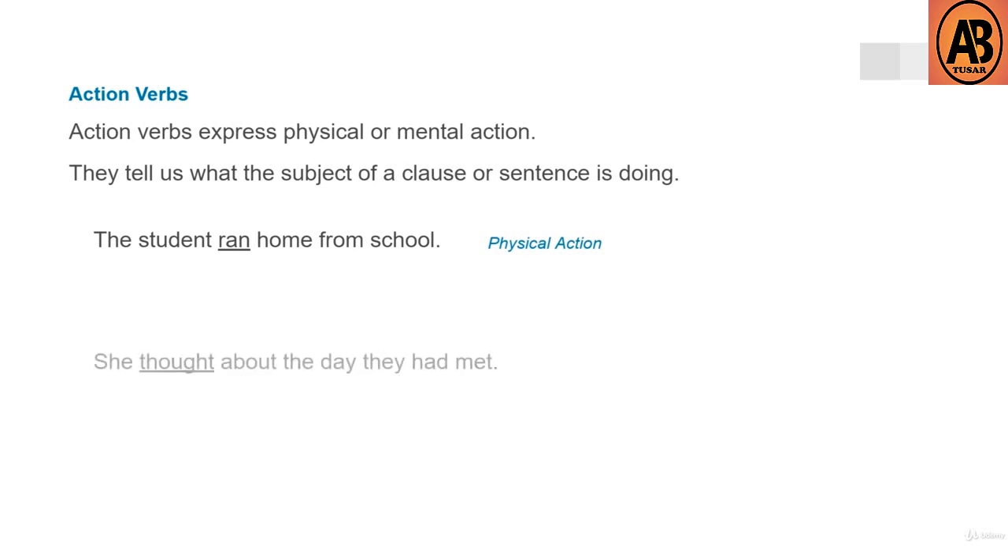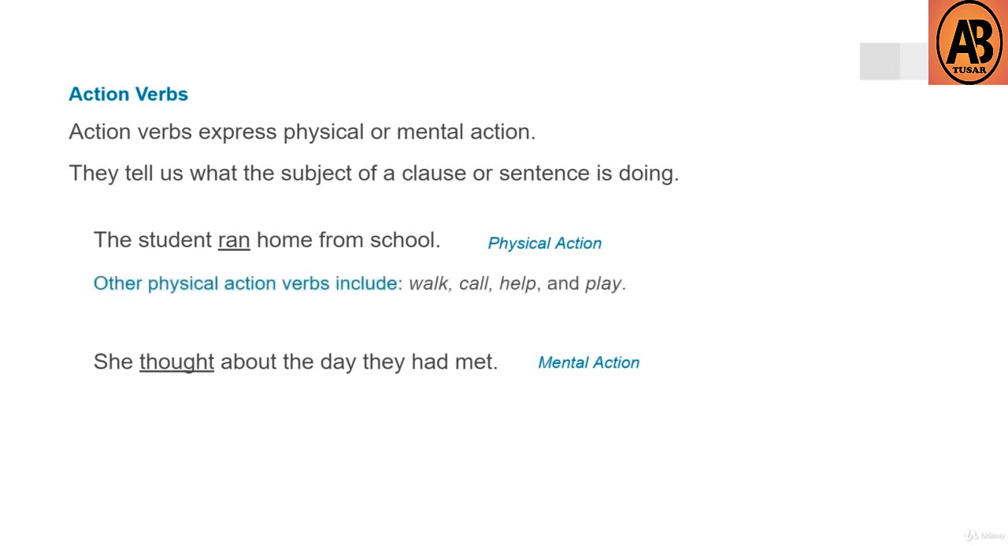In this example, it's a mental action. She thought about the day they had met. So thinking is not a physical action, it's a mental action, something that happens in your mind. Other physical actions include walk, call, help, and play. Other mental actions include want, explain, consider, and deduce.